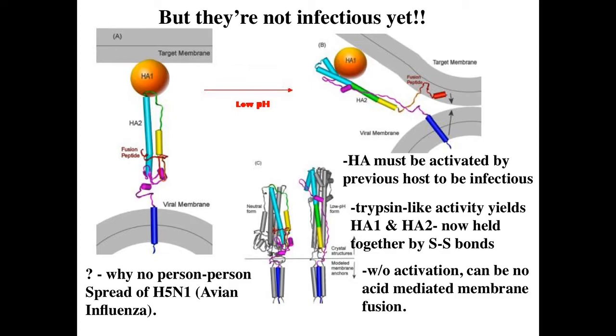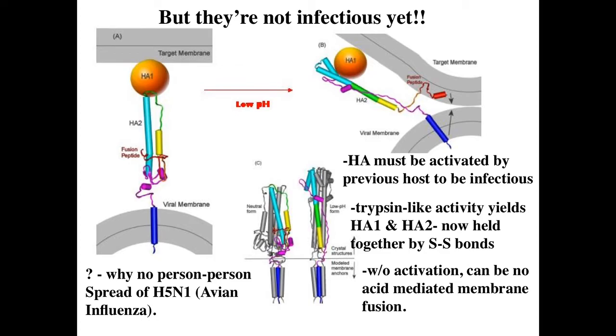It's used in digestion. But trypsin-like protease activity is necessary to cleave a hemagglutinin molecule into two molecules called hemagglutinin 1 and hemagglutinin 2. So this trypsin-like activity associated with our respiratory tracts will cleave the hemagglutinin either as the virus is leaving that cell or perhaps before it infects another cell. But it has to occur.